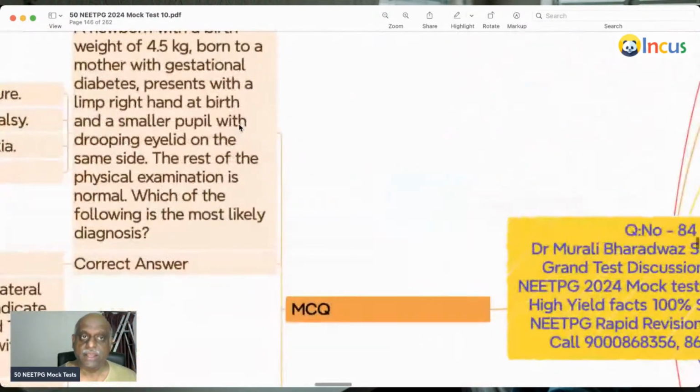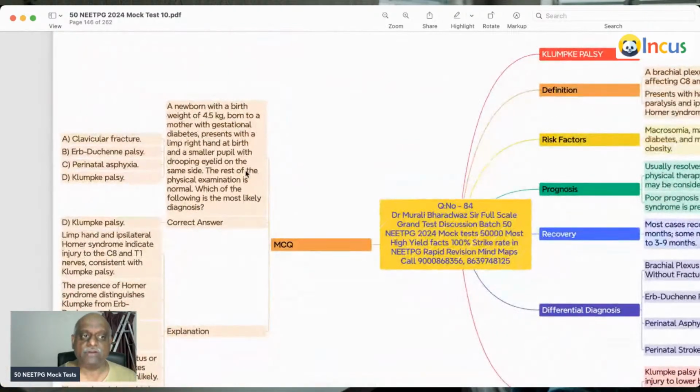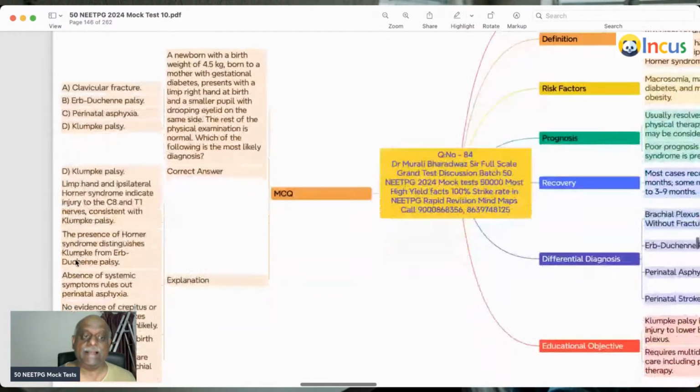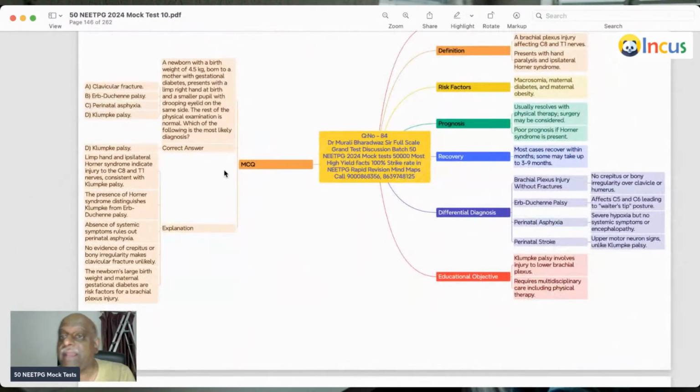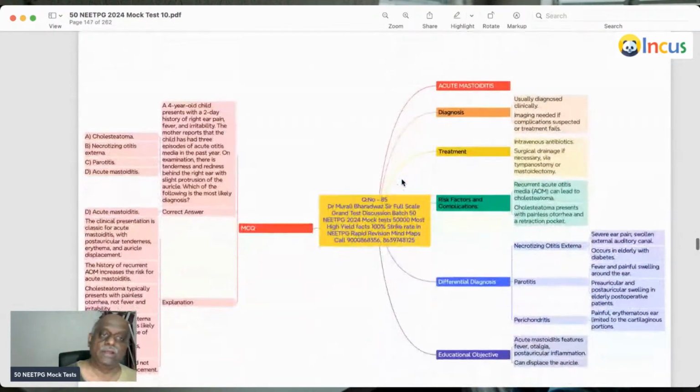Now, doctor, a newborn with a birth weight of 4.5 kg, typically with a limp hand and ipsilateral Horner syndrome, indicating C8-T1 injury, is indicative of Klumpke's paralysis, is what you need to remember.